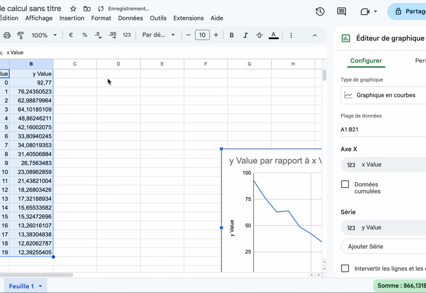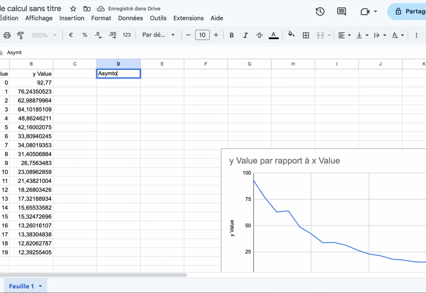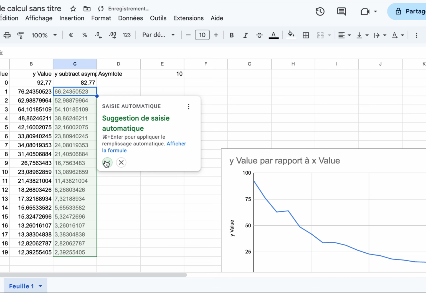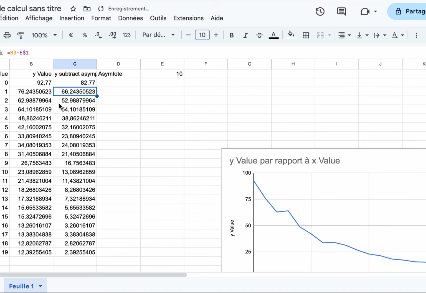So I'll put an asymptote here, and I'll put 10 in there. So that's my value for the asymptote. And then I need my equation. So I need to plot the values of y subtract the asymptote. So let's do y subtract asymptote in this column. I do equals to get that in first, click on that value and subtract the asymptote, and then lock the asymptote. So I'm going to put a $ in front of that to lock the asymptote and then fill it in. Yes, that's correct. So this should now hopefully be a straight line.